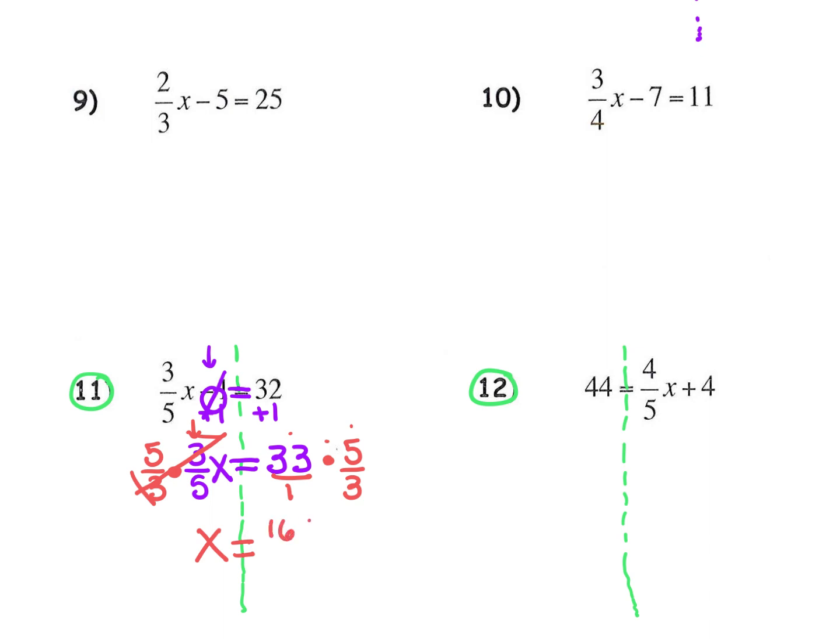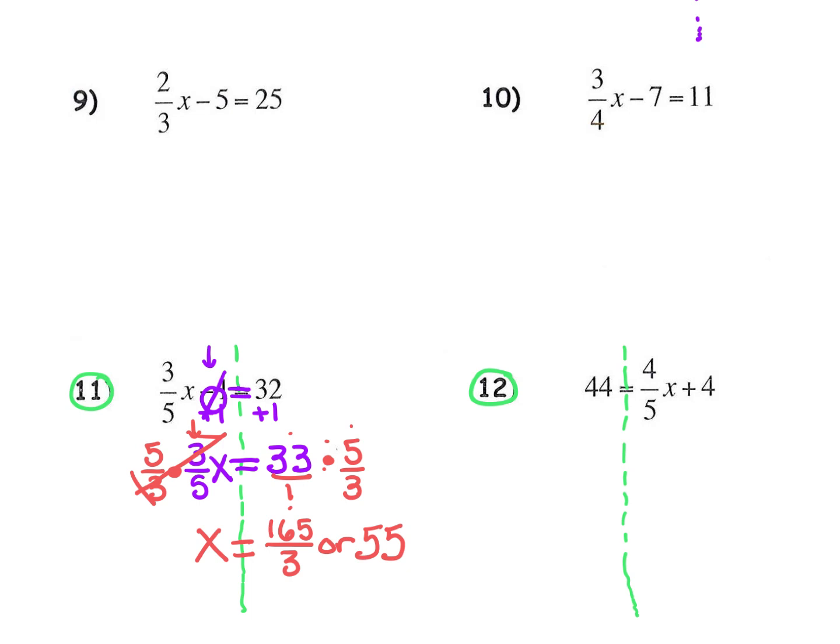33 times 5, top times top, punch it into your calculators. You should get 165. And then bottom times bottom gives us a denominator of 3. Now simply divide 165 by 3. The final answer is 55.